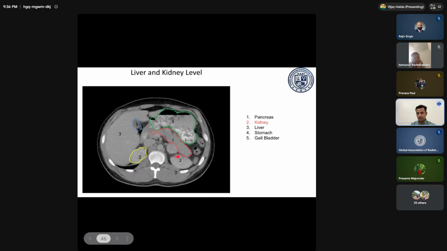One kidney is contoured, another one we can see here. This is the pancreas in red color. Stomach. This is the gallbladder. Fifth, this is the liver. So we can clearly see the kidney as a landmark at the time of CBCT matching in the abdominal region, till we are at the lumbar vertebral region.